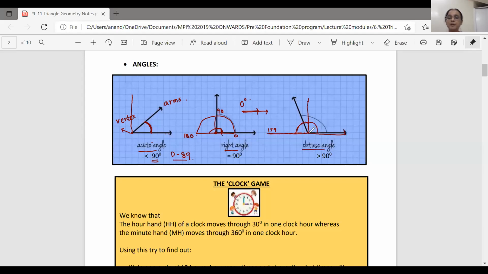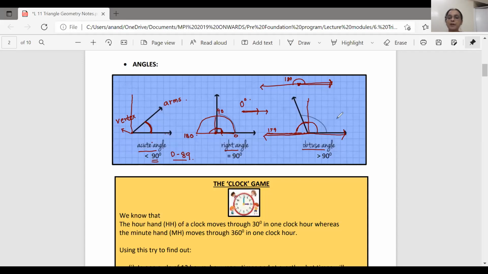So what is a 180-degree angle? These are two rays which are exactly opposite to each other. Opposite rays, they make an angle of 180. So a straight line is nothing but a set of two opposite rays. These are called opposite rays. This will be a straight line. Then we have angles greater than 180 also, but let us not think about them right now.